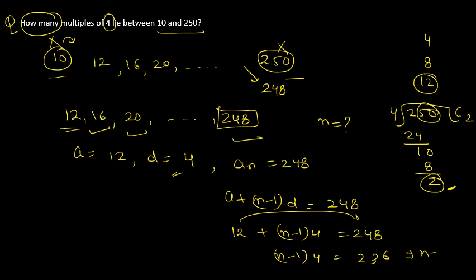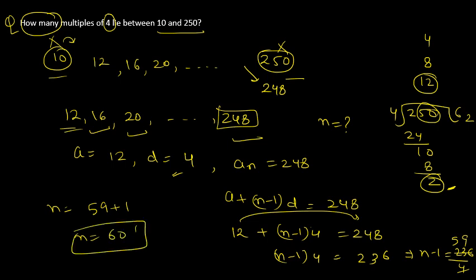236, and then 4 will go in division. 4 fives are 20, 4 nines are 36, right? Then n minus 1 is 59, so n will become 59 plus 1, that is 60. I mean, there are 60 terms in between 10 and 250 which are multiples of 4. Got it? Alright, let's take another example.